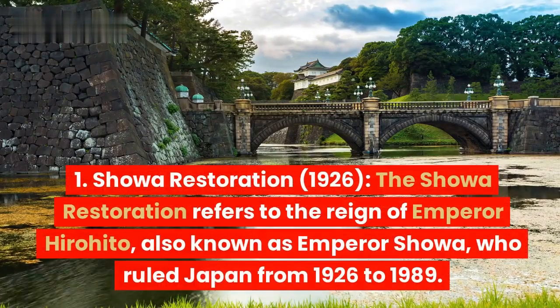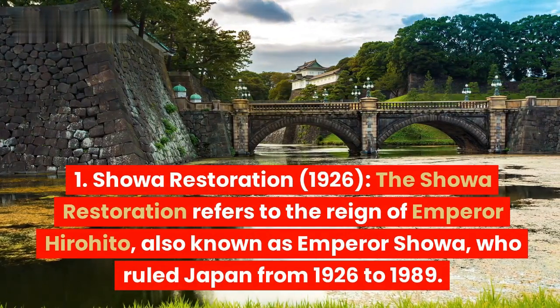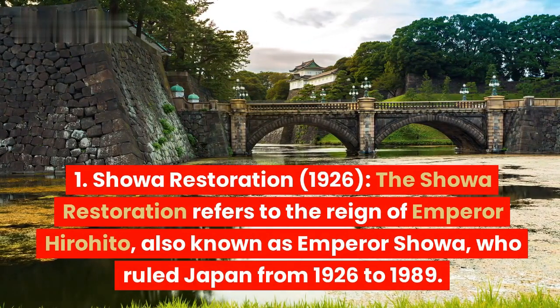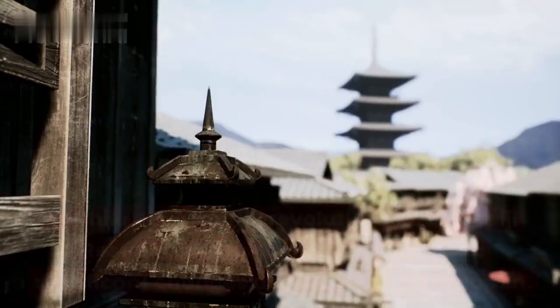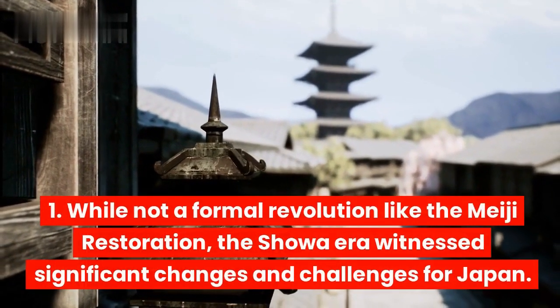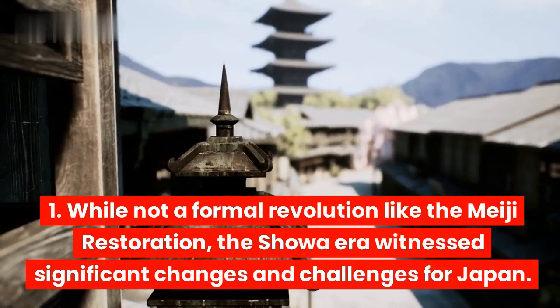2. Showa Restoration, 1926. The Showa Restoration refers to the reign of Emperor Hirohito, also known as Emperor Showa, who ruled Japan from 1926 to 1989. While not a formal revolution like the Meiji Restoration, the Showa era witnessed significant changes and challenges for Japan.